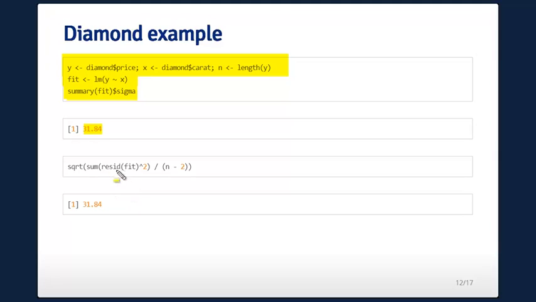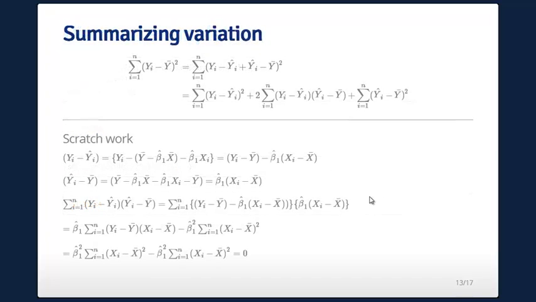Just to show you that it's the same, we could get the residuals and square them, then divide the sum by n minus 2, and that will give us sigma hat squared. We want to look at sigma, so we can take the square root of that. You see it works out to be the same number. It's interesting that you can summarize variation in a clever way.